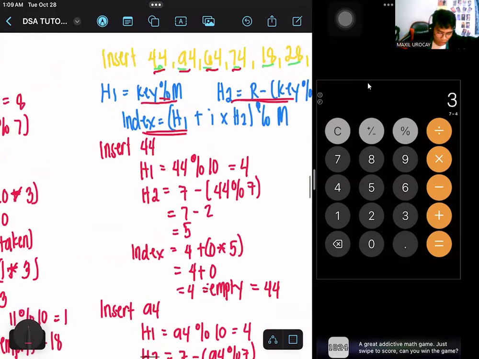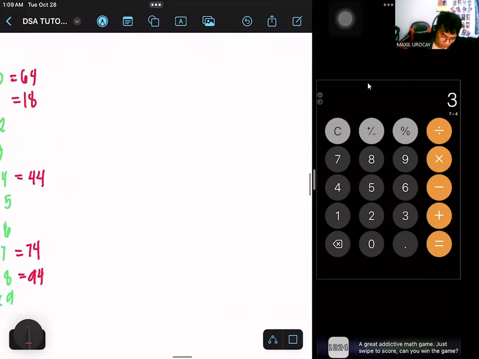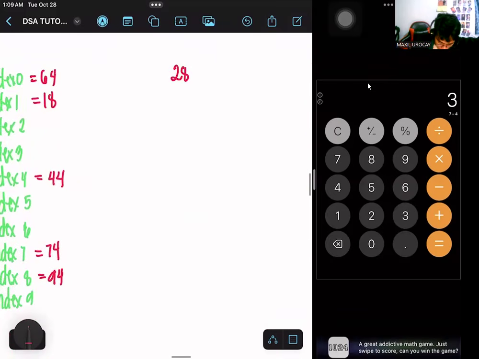Now, after 18, we will be going to insert 28 right now. So insert 28.